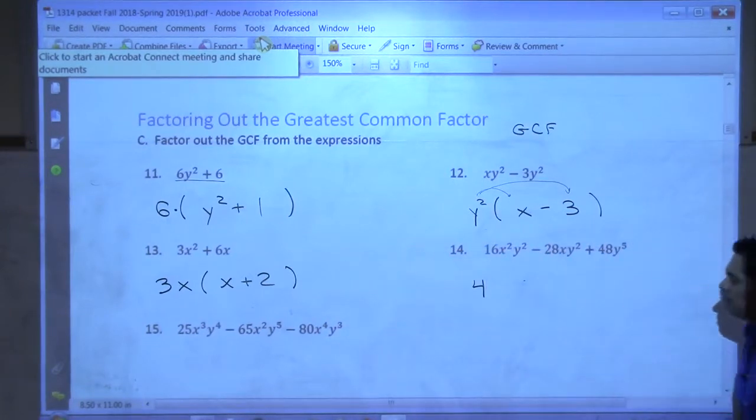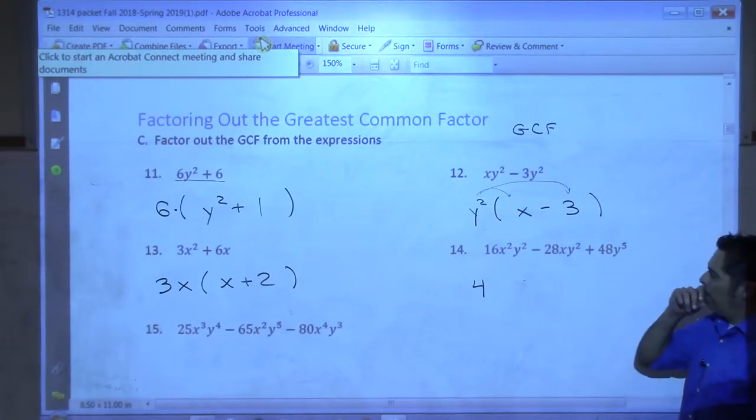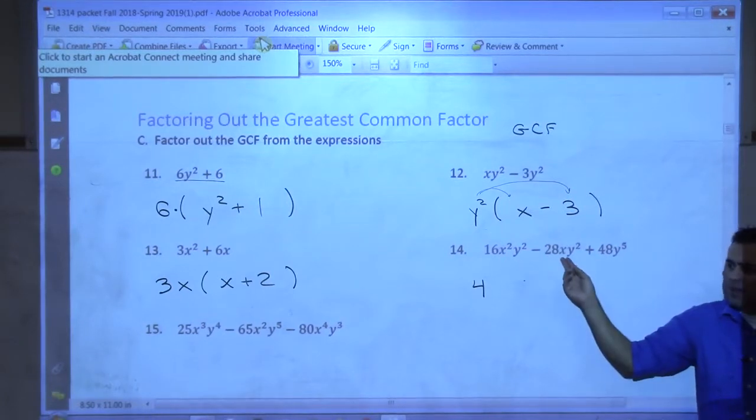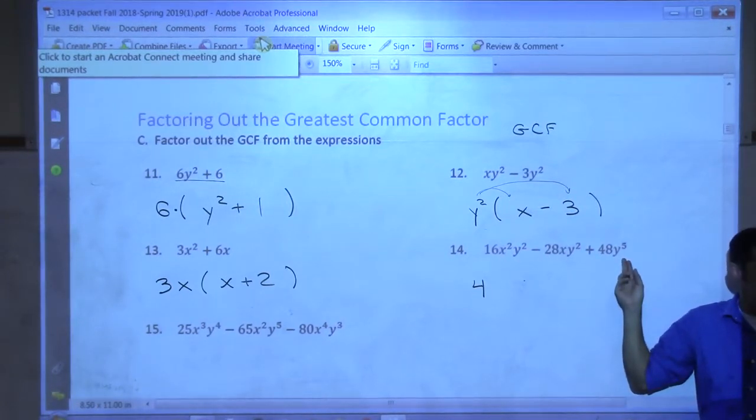Letters. Let's start with the x's. Do I have a greatest common factor with x? No? Why not? There's no x in the 40. So if you have x's here, that's great, but you need to have an x here to be able to pull an x out, right?